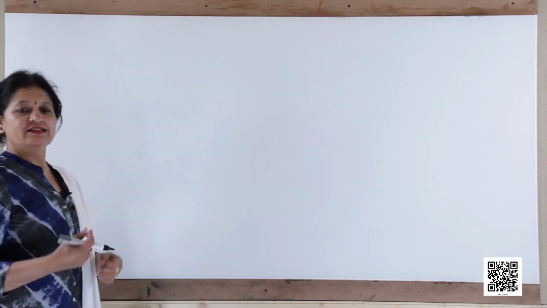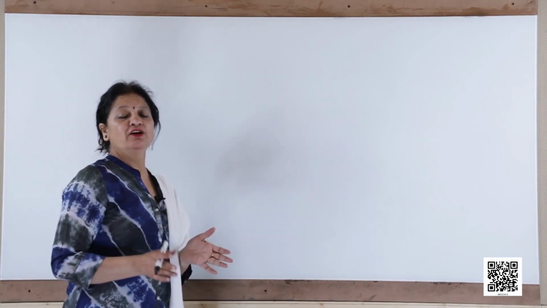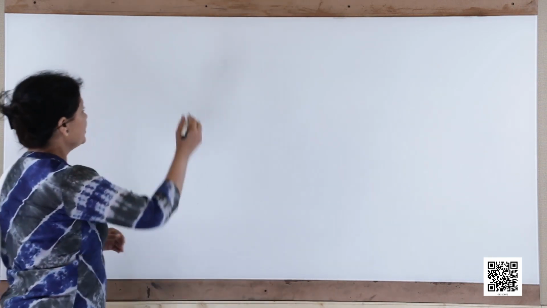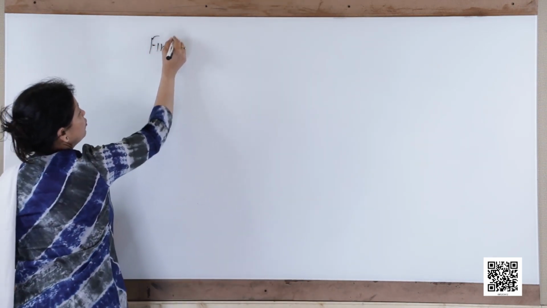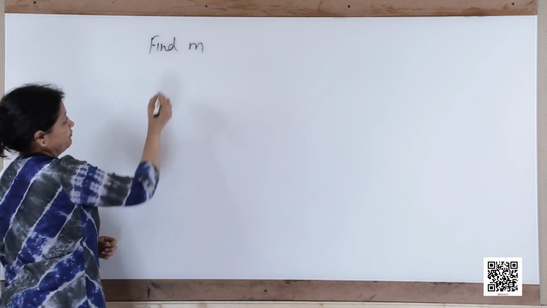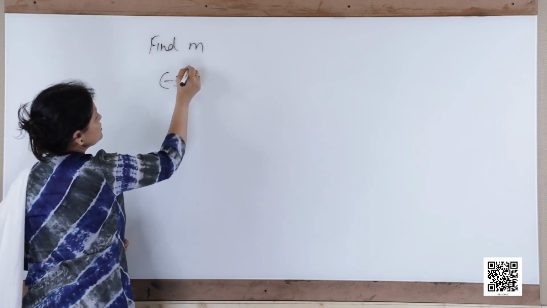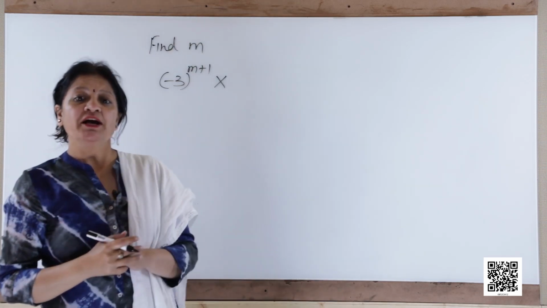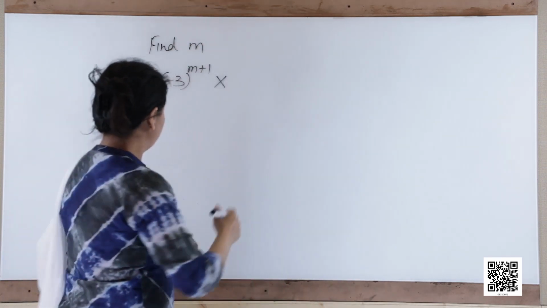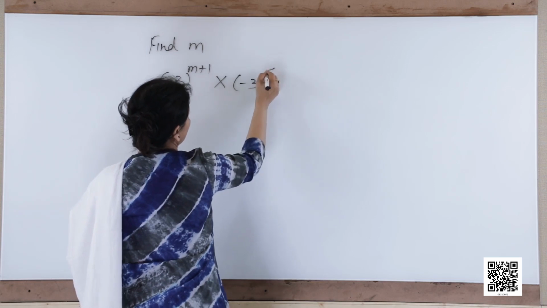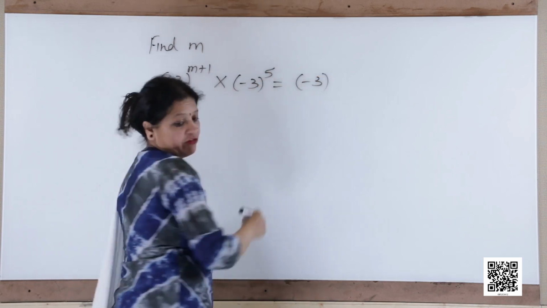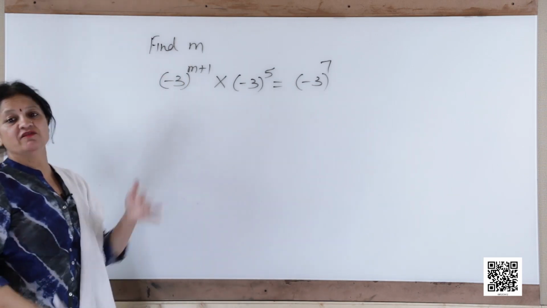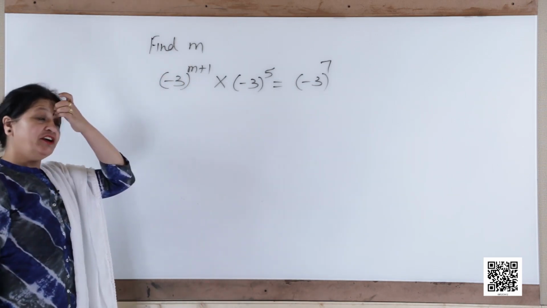Now, let's take one example where you need to find out the missing value. For example, they can give you find the value of m so that minus 3 raised to the power m plus 1 multiply by minus 3 raised to the power 5 is equal to minus 3 raised to the power 7. Now, they said find this missing value m. Now, how to find it out?